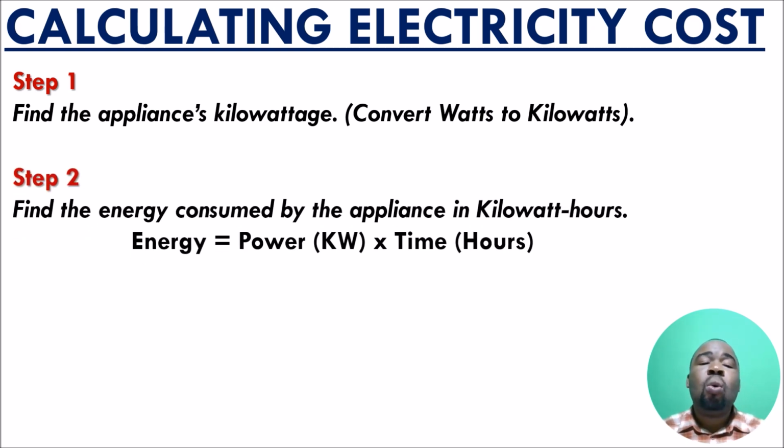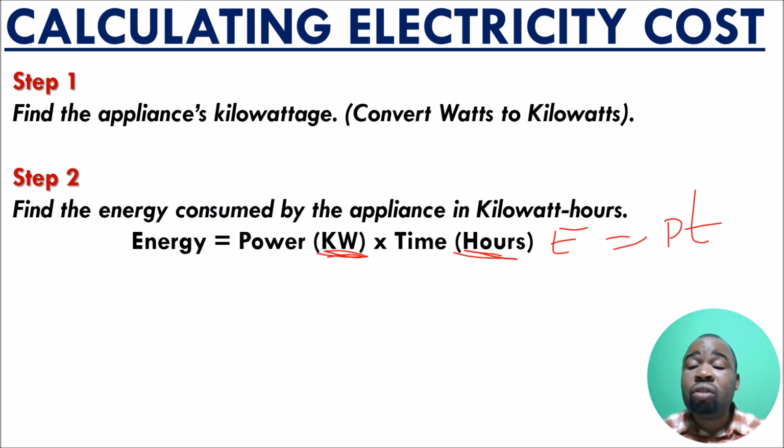Step number 2, once we find the kilowattage, the next thing is to find the energy consumed by a gadget. And we know that energy is equal to power times time. But our power is in kilowatts and our time is in hours. So we're going to convert all times to hours and all power ratings to kilowatts. Once we multiply power times time, power in kilowatts, time in hours, we're going to find the units of energy used during that time in kilowatt hours.